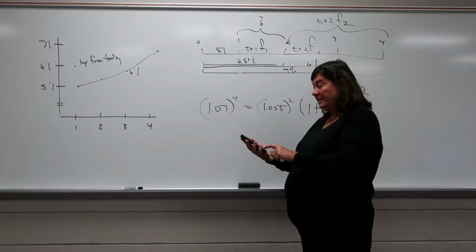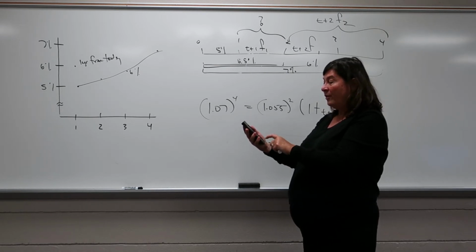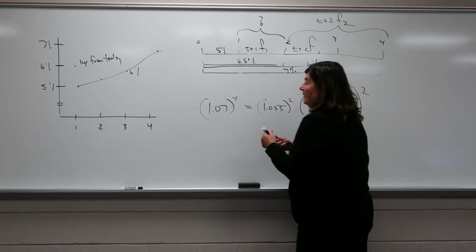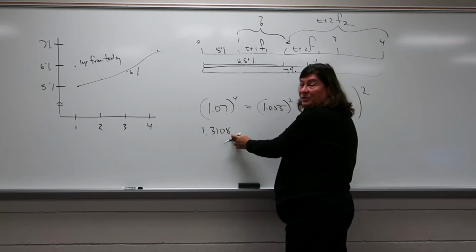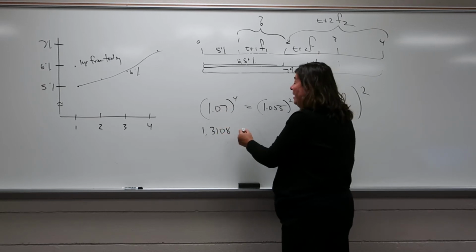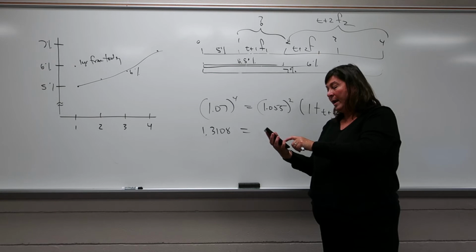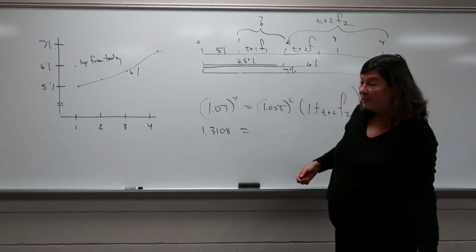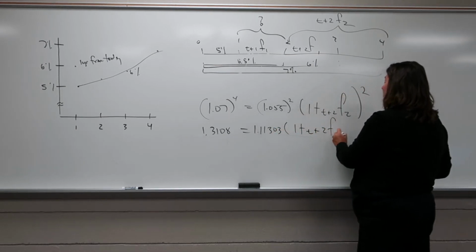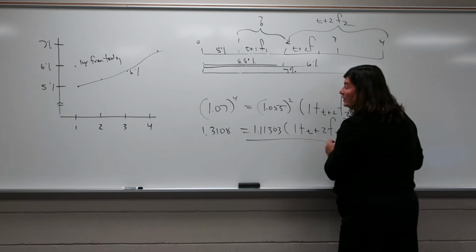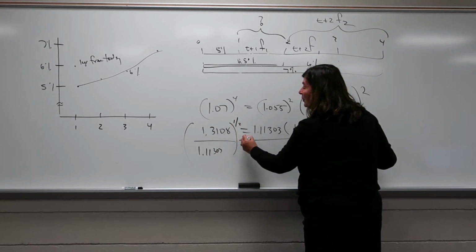We had our 1.07 here just a second ago. Oh, actually we didn't. We haven't done this one yet. So 1.07 to the 4th is 1.3108. 1.3108, right? The 28% that I get from the 7 plus an extra 3.08% that's from compounding. That's going to equal, we've done this one a couple of times, 1.055 squared, 1.11303, times 1 plus t plus 2f2 squared, right? So we're going to divide both sides by 1.11303. We're going to have to take the 1/2 root minus 1.